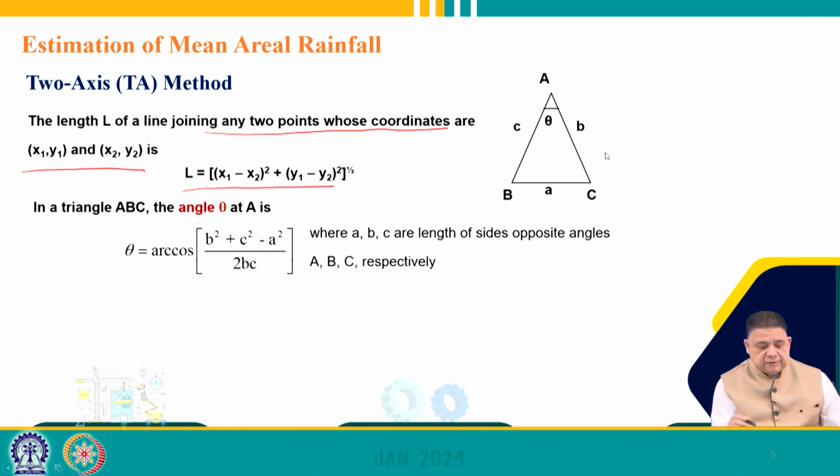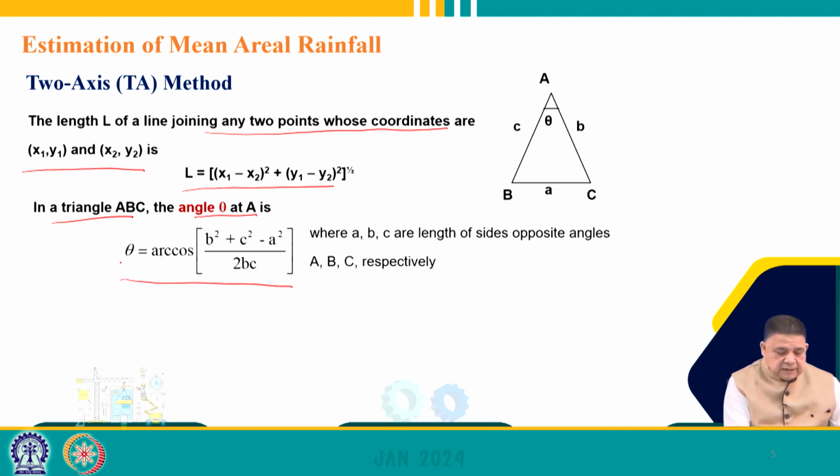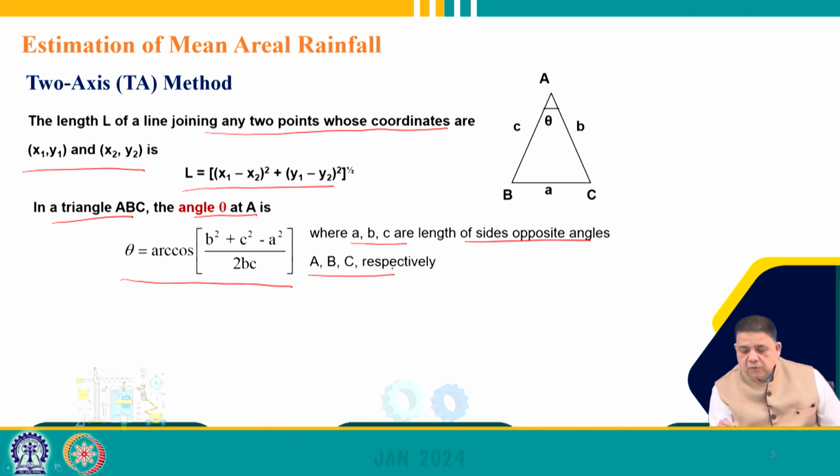So, we can find out these lengths, and once these lengths are known, then in this triangle ABC, the angle theta at A, that is the angle made at point A, is given by theta equals cos inverse of (b square plus c square minus a square) by 2bc, where a, b, c are the lengths of sides opposite angles A, B, C respectively. So, we know a, b, c. Accordingly, when we are finding the value of theta at A, we know the position of A here. Similarly, we can find all 3 angles using this relationship.